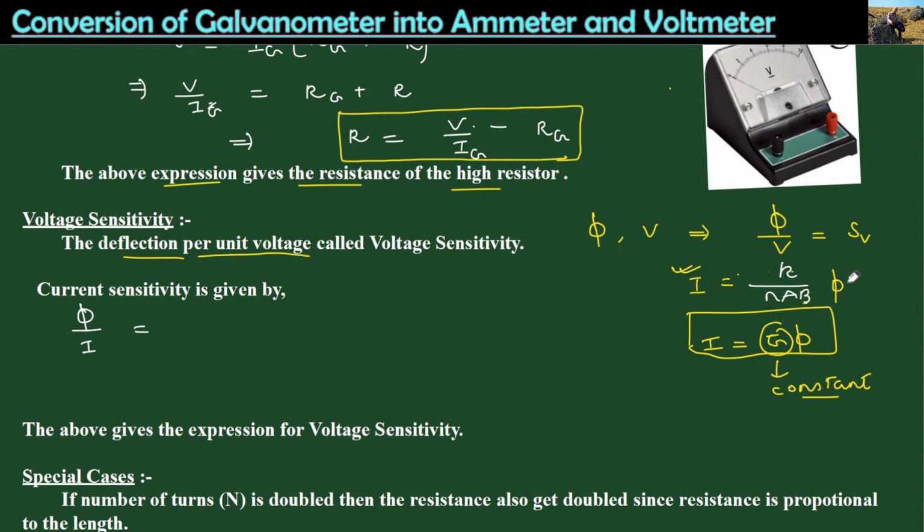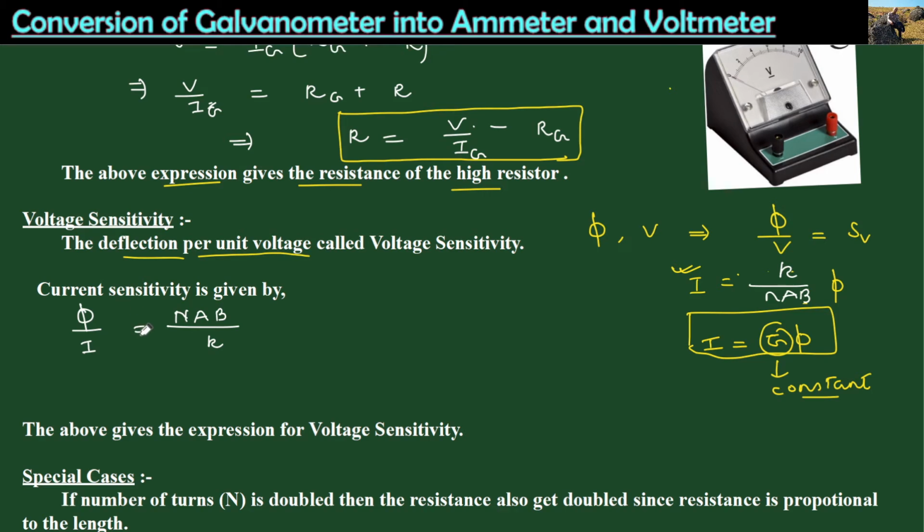So phi by I, if you make use of this equation, cross multiply this side, so phi by I will be equal to capital N, A is the area of the coil and B is the magnetic field, NAB divided by K. What is this K? This K is your torsional constant. So this is your current sensitivity.